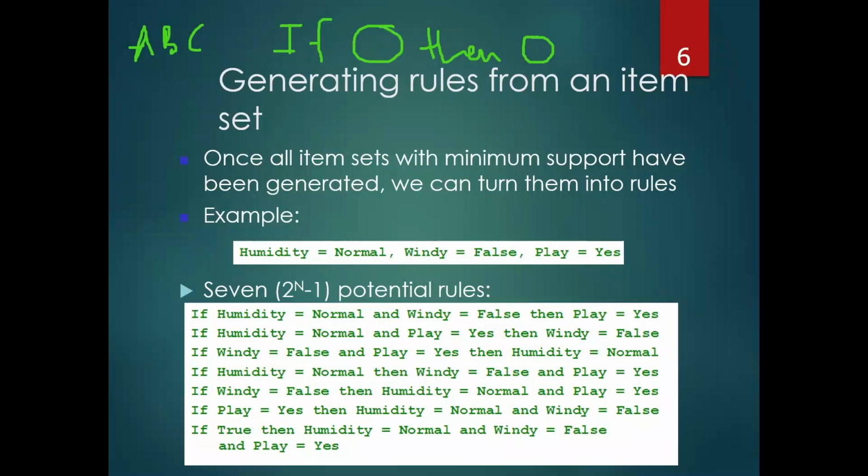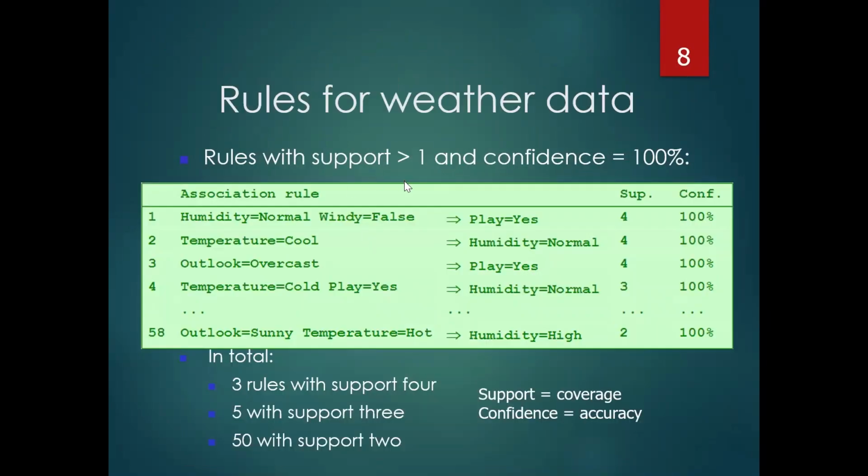Having said that, let's move to the next one. Now we can calculate the accuracy. We discussed that you start with the item sets, you create rules. Now you have to say the accuracy of this rule. What do we mean by accuracy? In this particular case, take this rule: humidity normal and windy false. How many times does this happen in the data set?